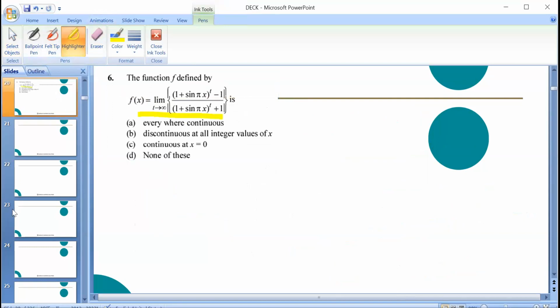The function is defined as the limit. Now you have to check the continuity or discontinuity, because the function is having sine pi x. We know that sine pi x will be positive in quadrant 1 and 2. That means pi x will be in between even multiple of pi and odd multiple of pi, like between 2 pi and 3 pi, or between 4 pi and 5 pi, like that.